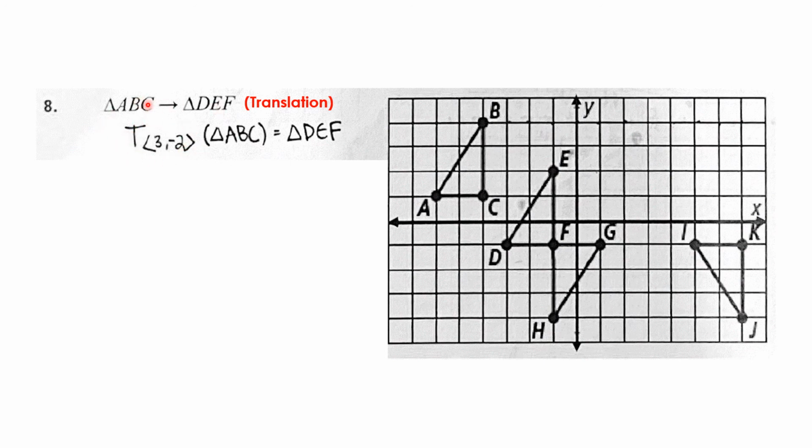You could stop there. If you want to be fancy, you can put the ABC and the D equals DEF. That means we're going from ABC to DEF. But if you have this much, that's really enough to tell another mathematician kind of what's going on. So you could stop there.